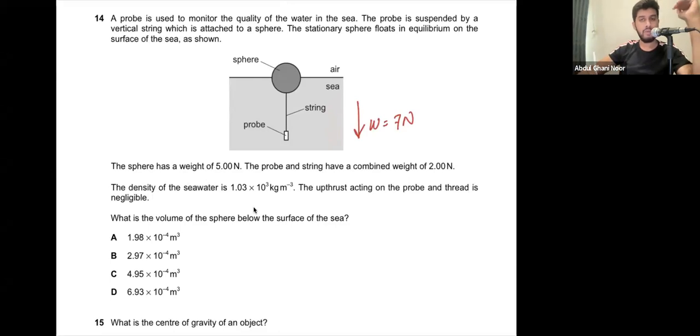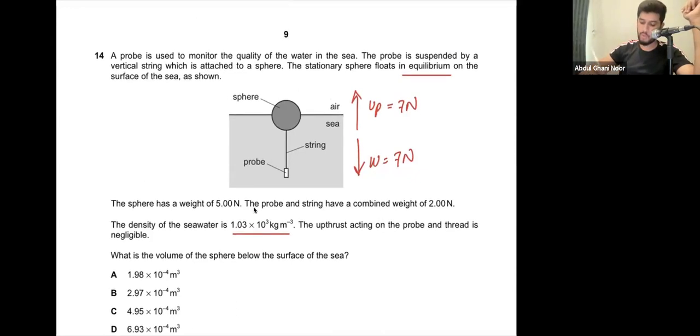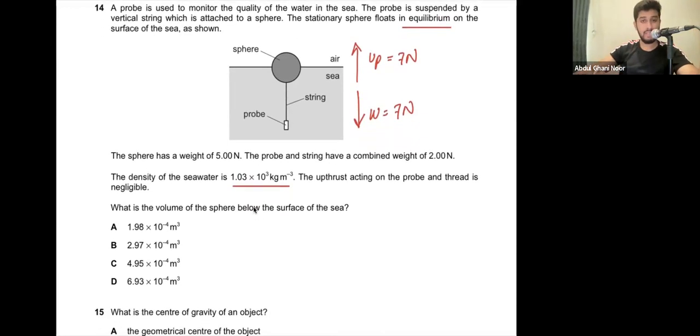सही. अब इस 7 newtons को अगर कोई चीज बैलेंस कर रही है तो वो एक ही चीज है, and that is the up thrust, and that should be equal to 7 newton because the question says it's in equilibrium. Downward force weight है, upward force up thrust है. The sphere has a weight of 5 newtons. The probe and the string have a combined weight of 2 newtons. The density of seawater is 1.03 into 10 to the power 3. The upthrust acting on the probe and the thread is negligible.